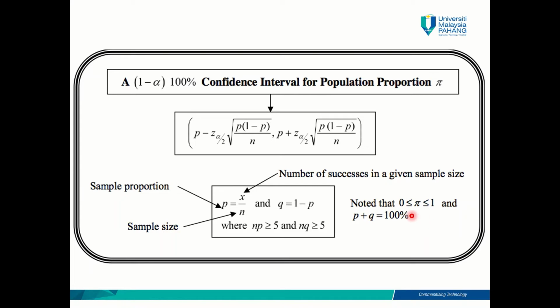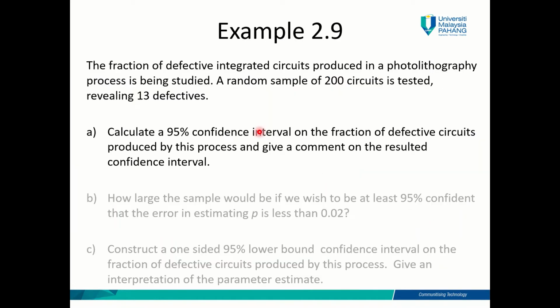Now let's take a look at one example. In this example, you're given the information that the fraction of defective integrated circuits produced in a photolithography process is being studied. So this is about defective circuits. A random sample of 200 circuits is tested. So this is the sample size, revealing 13 defectives. Which means that out of the 200 circuits, 13 turned out to be defective.